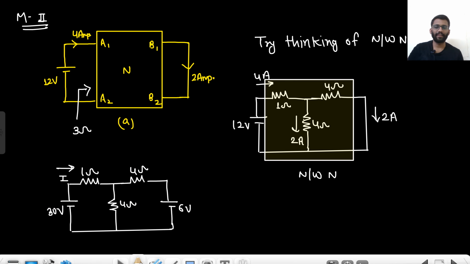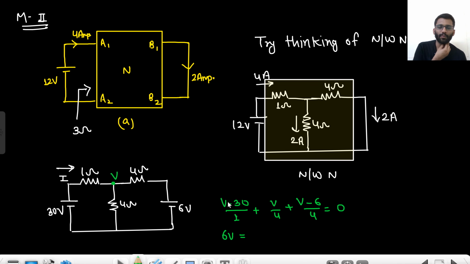You can simply find it by applying nodal analysis. So (V minus 30) by 1 plus V by 4 plus (V minus 6) by 4 is equal to 0. So 6V is equal to 120, 126.